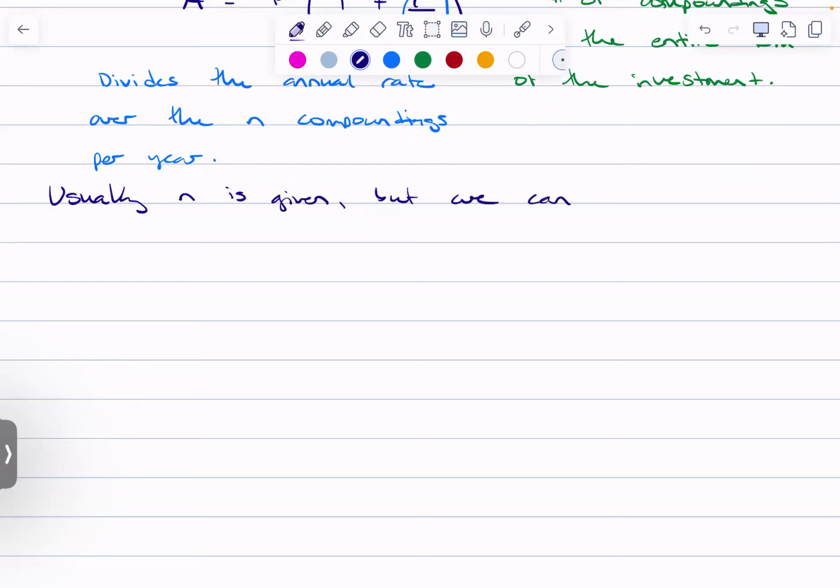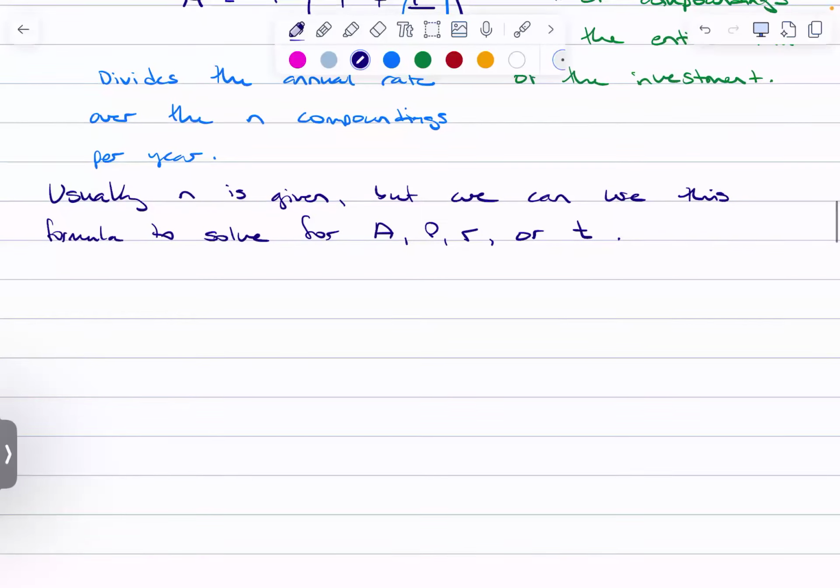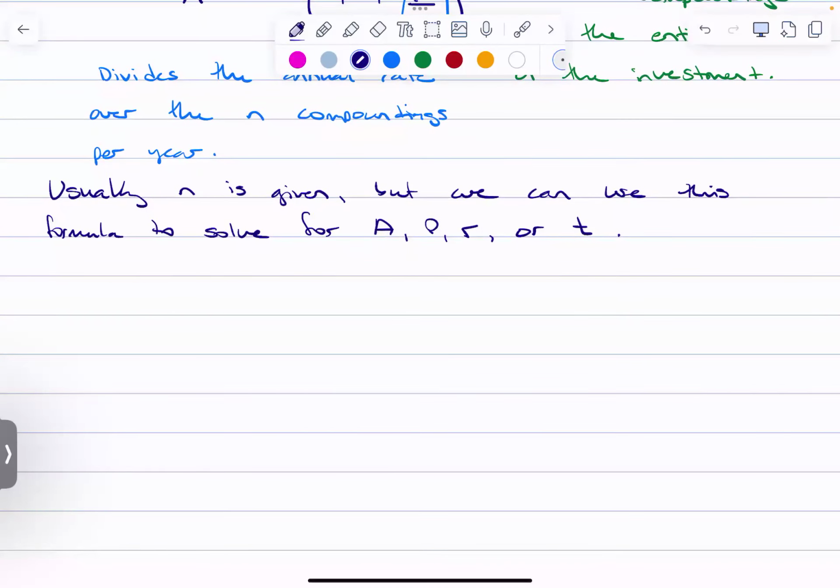But we can use this formula to solve for A, P, R, or T. Only one at a time, of course. Wow, I wish she would give an example of each of those.